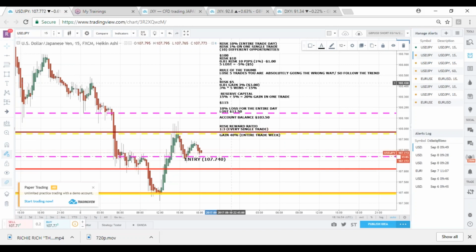So the trading plan that I provided for you is going to prevent you from losing money because you're testing the market out first with a 0.01 lot size.